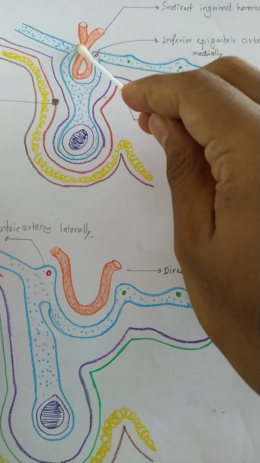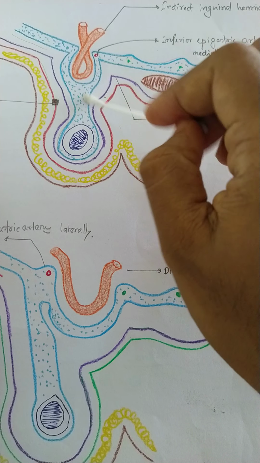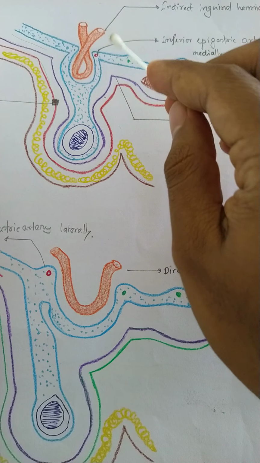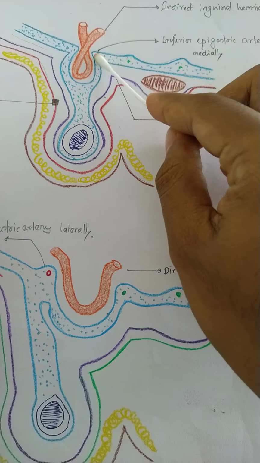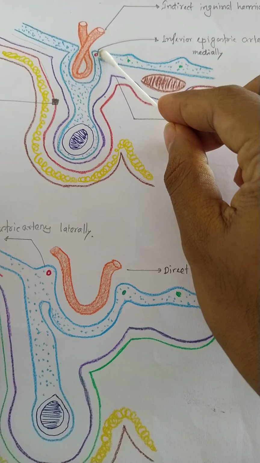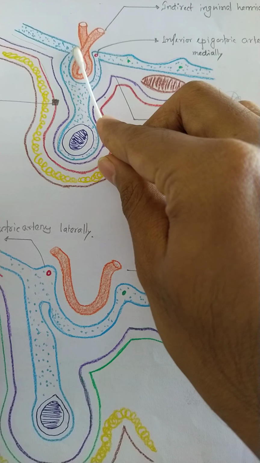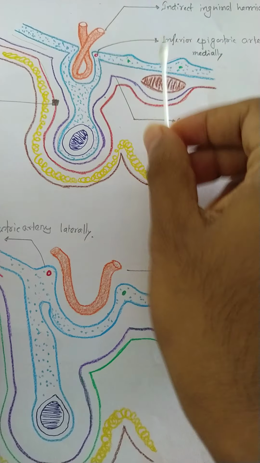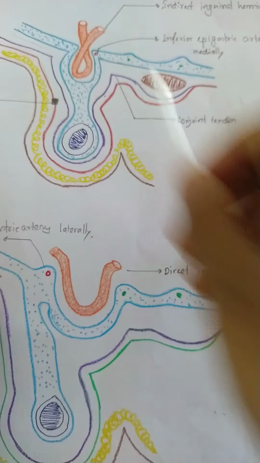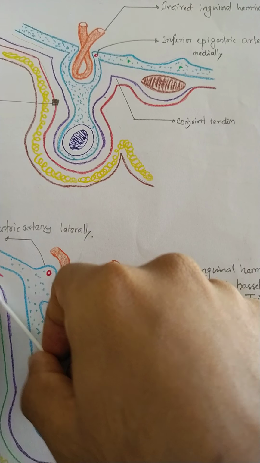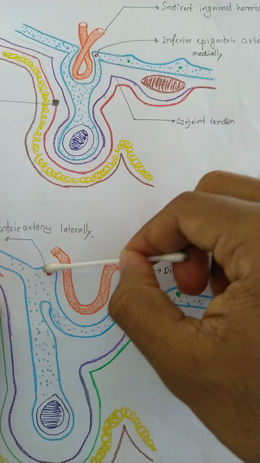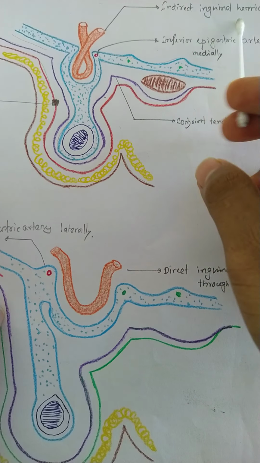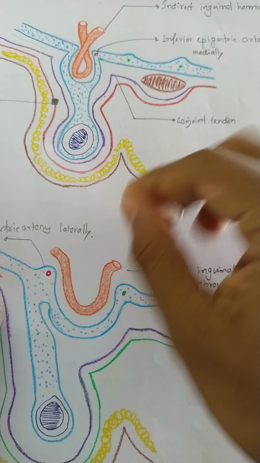So this is part of the inguinal canal. This is the deep ring, and this is the inferior epigastric artery. One defect is present lateral to the inferior epigastric artery and one defect is present medial to it. This is the midline and this is the lateral portion. So the inferior epigastric artery is the demarcation point where the inguinal hernia is located, either directly or indirectly.